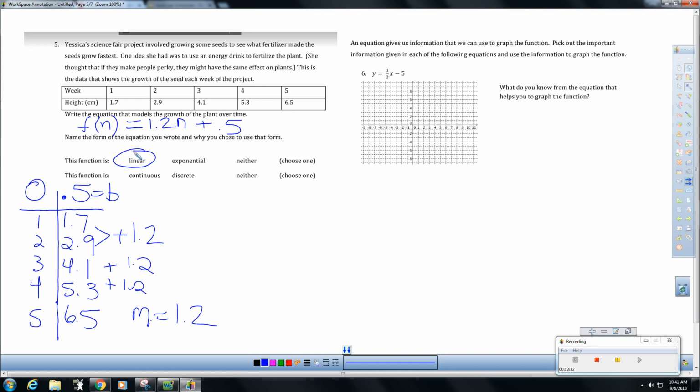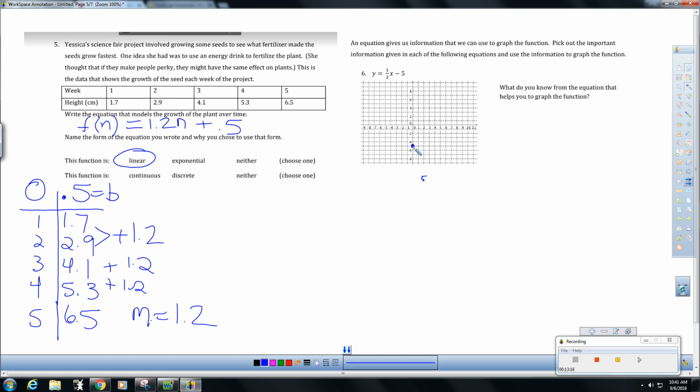Okay? All right, number 6. The equation gives us information that we can use to graph the function. Pick out the important information and graph it. Love it. I'm going to need the line tool here. Okay? Look at the equation, Carson. What's the Y-intercept? -5, right? That means this graph will start at -5. What is the slope? 1/2. The slope is 1/2.